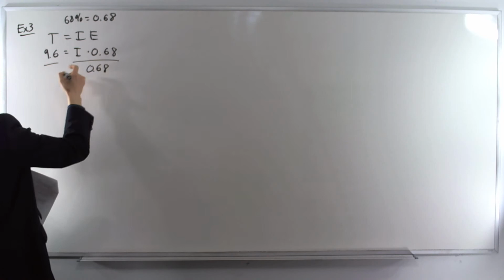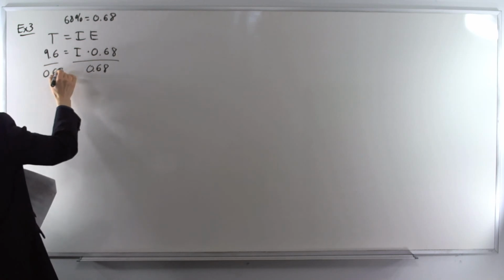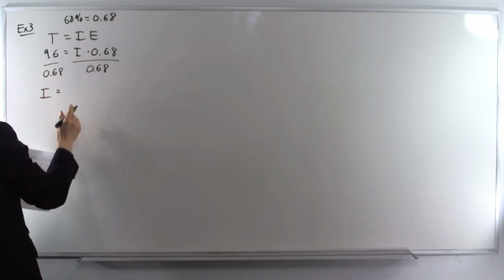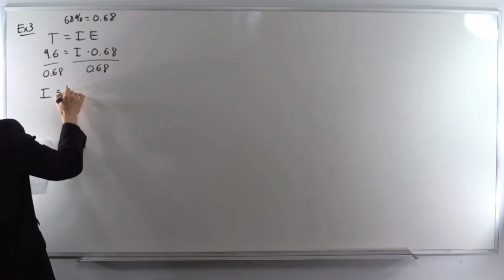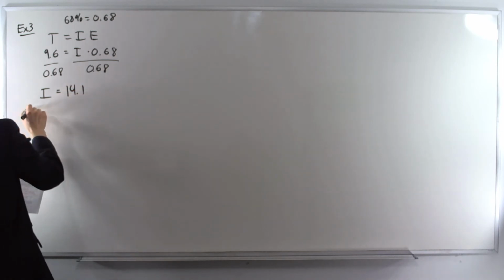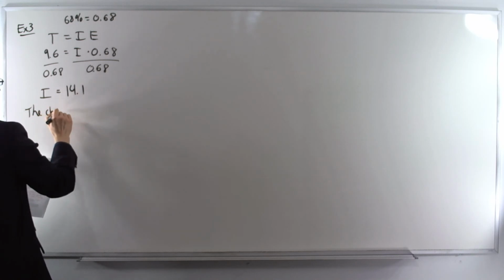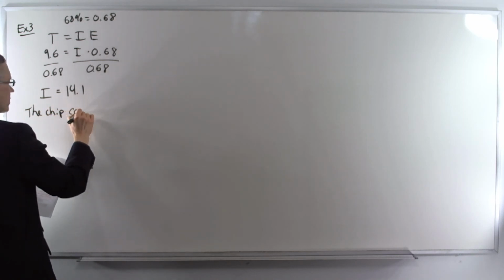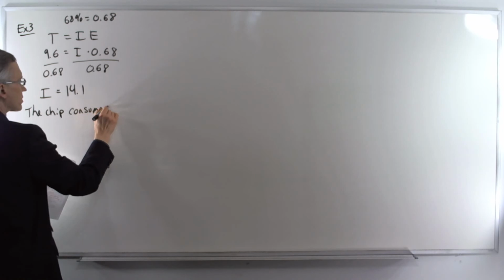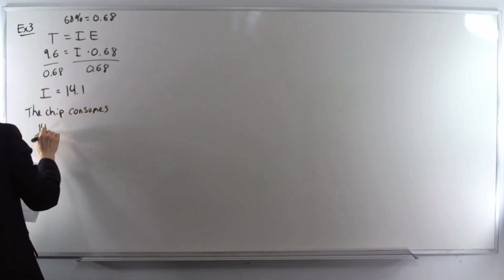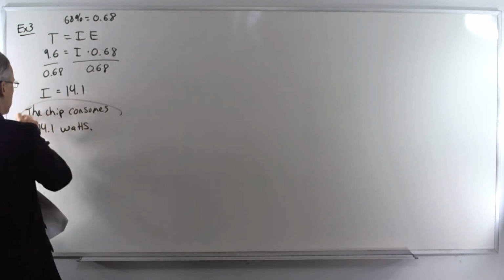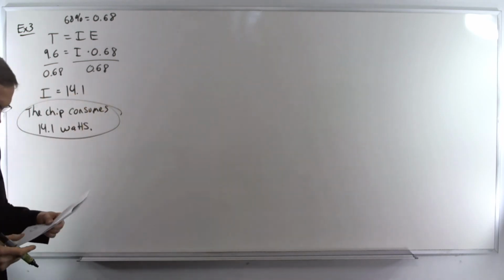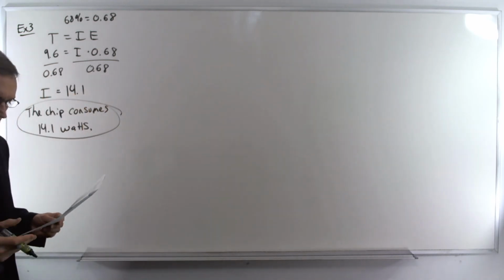Divide both sides by the number next to the variable. And that gives us I of 14.1. So the chip consumes or uses 14.1 watts. Your turn, number 3.